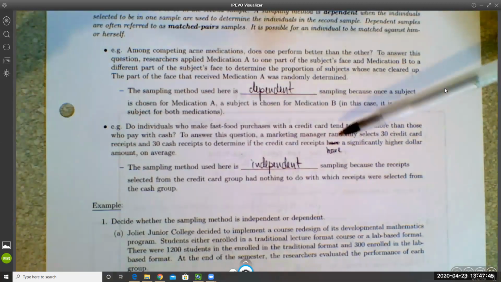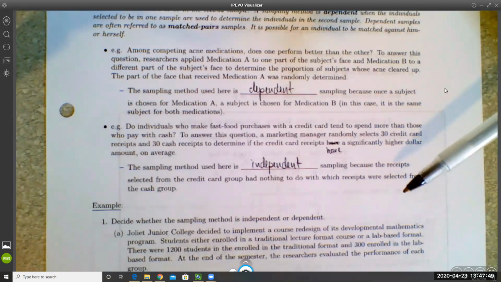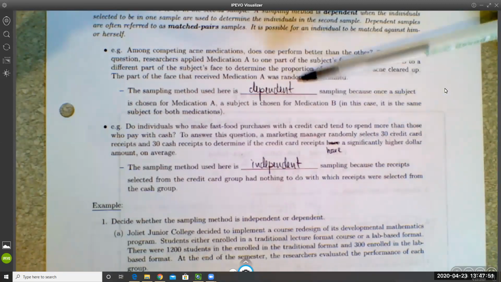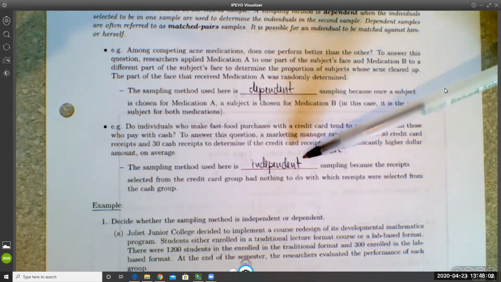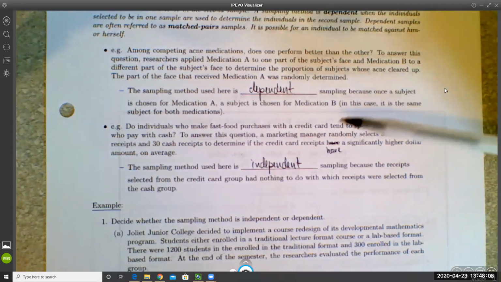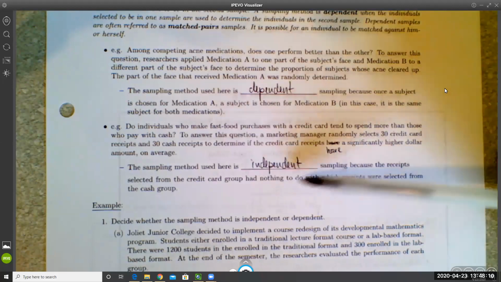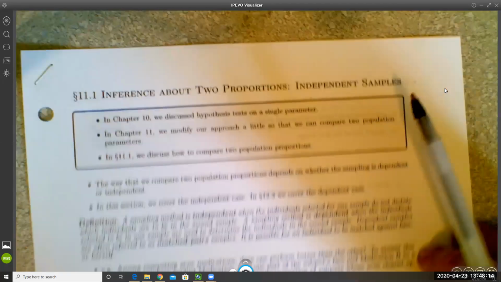Okay, so independent versus dependent samples. Now you may wonder, well, why does it matter? And the answer is because if you have dependent samples, the analysis that you can do is a little bit stronger than if you have independent samples. Now that said, you can't always get dependent samples. So if you can't get dependent samples, then we can still run some pretty good tests on independent samples. And that's what the topic is today.